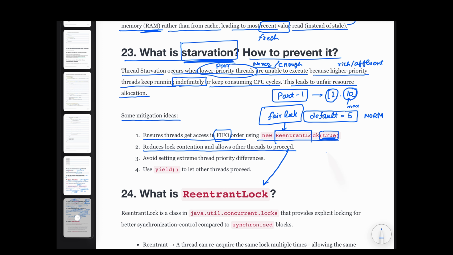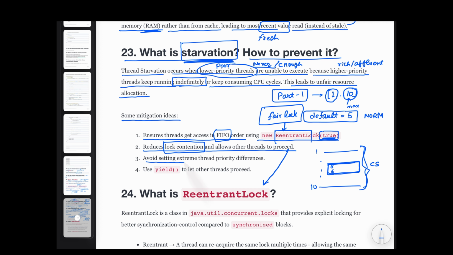So let's say there are 10 lines of code and the only critical section is lines 5 and 6. Then why do you lock the entire 10 lines? We discussed this in part 1, that you just put a lock around lines 5 and 6, the critical section. So reduce the lock contention, basically reduce the area which is under lock, and this will allow other threads to proceed.